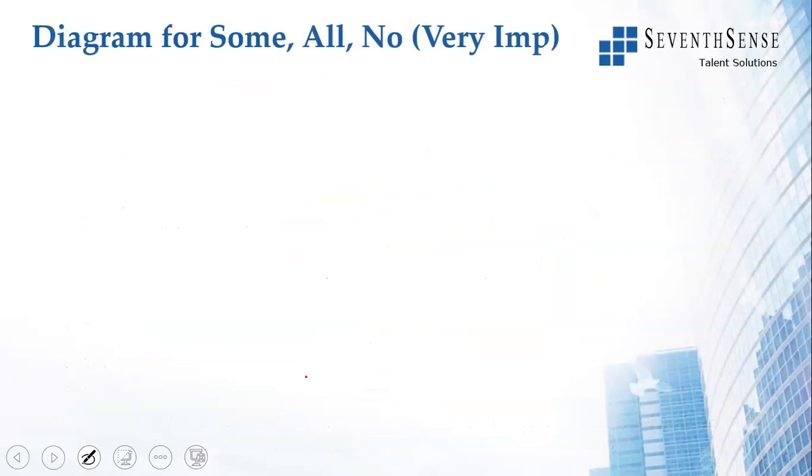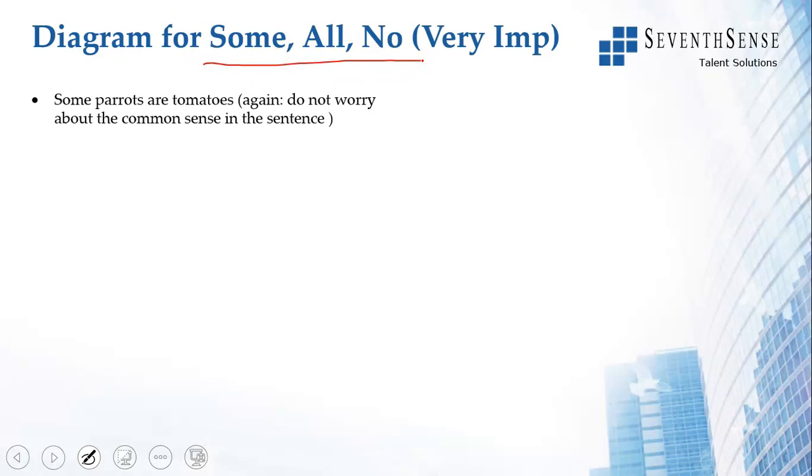See, the keywords that we said are some, all, and no. How do you draw? Let us say some parrots are tomatoes. The other key thing that I want to tell is, do not worry what this means. Do not think, oh, no parrot can be a tomato, so it is no. You do not worry about the common sense in these sentences. Everyone knows no parrot is a tomato, but that is not what these sentences are. Some A are B. You just have to think of parrots as A and tomatoes as B and move on.